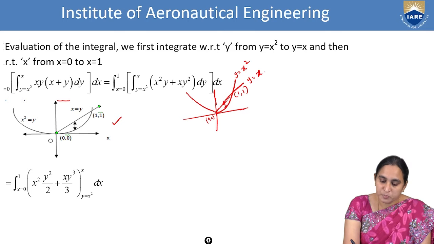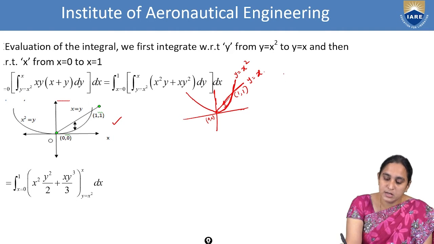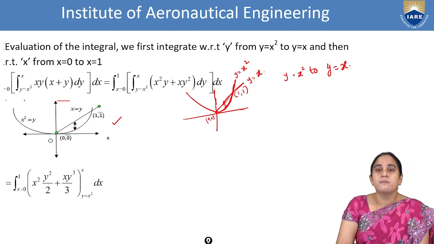And what about the lower point? This is y = x². Therefore, what are the limit points for that? The limit points are y = x² to y = x.